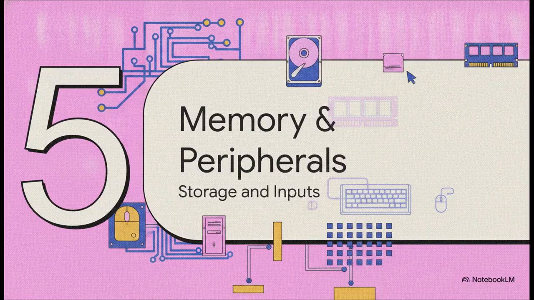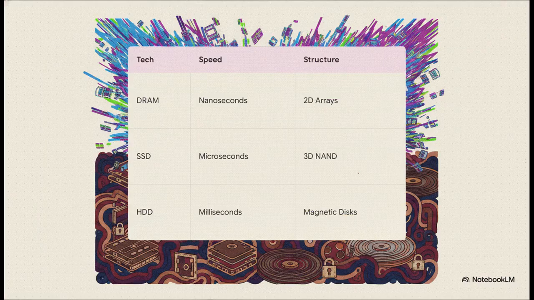Finally, Part 5, Memory, Storage, and Peripherals. Let's look at how the system remembers things and interacts with us. When we talk about memory, it's all about one massive physical and performance trade-off. At the top end, we have DRAM. It is blazing fast, accessing data in mere nanoseconds, but it only holds information temporarily.